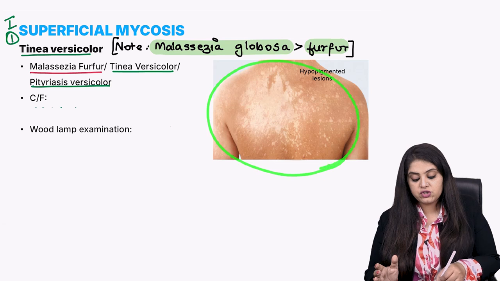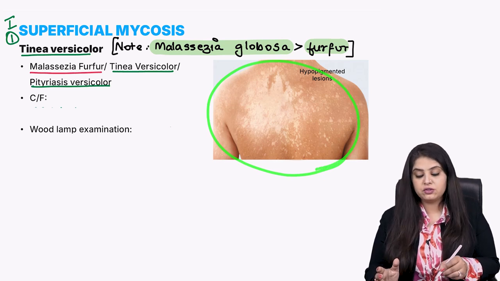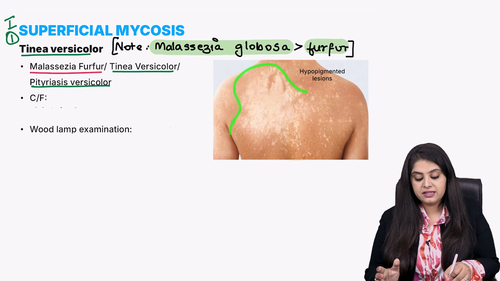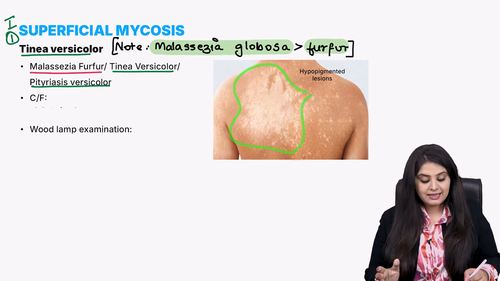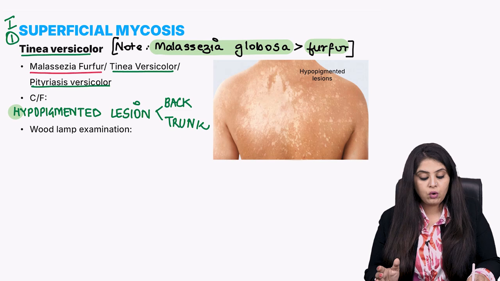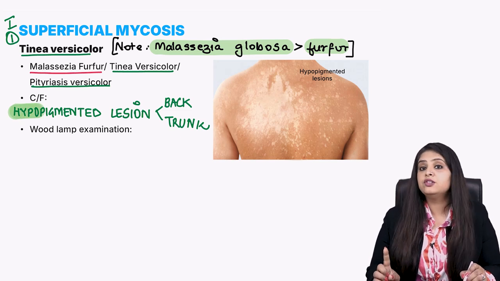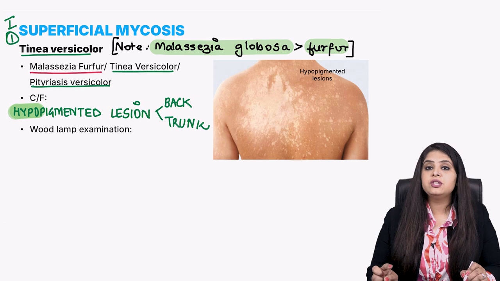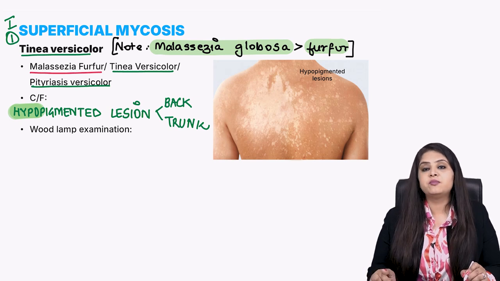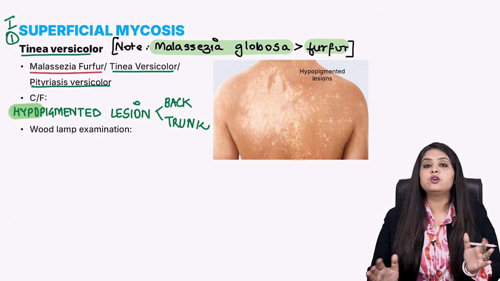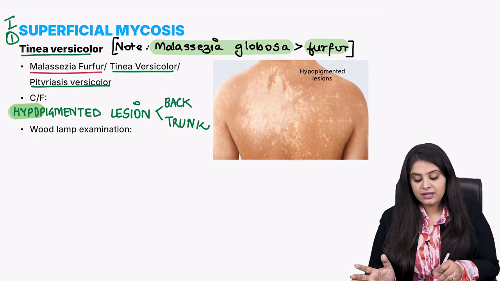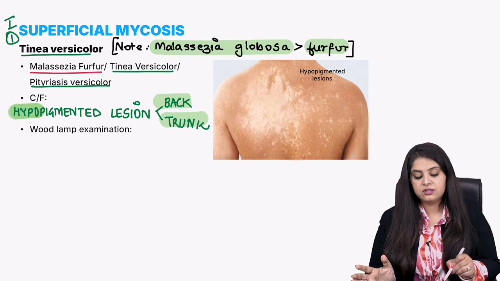Since it's a skin infection, you can see what kind of lesions are present. On the back of this patient, I can see that there are lesions which are multiple and they are hypopigmented. That's not always, that is usually. Because in dermatology, even hyperpigmented lesions have been reported, but with MCQs, mostly you're getting hypopigmented lesions. And you can see the location, it's on the back and the trunk.